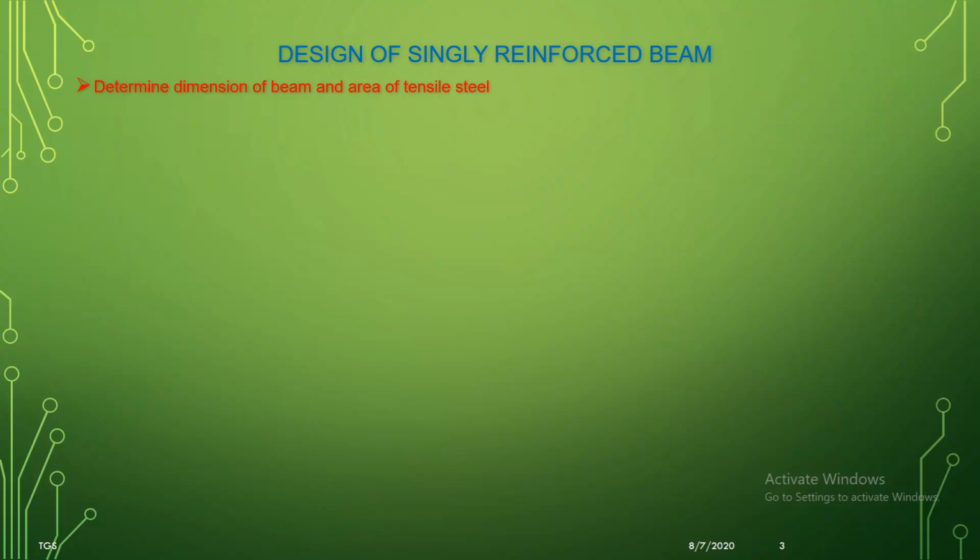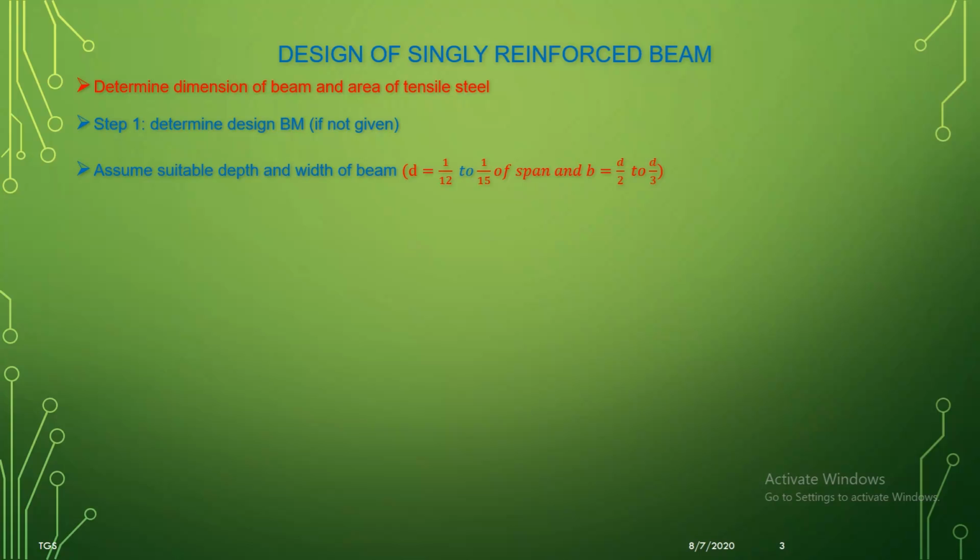Another problem is to find out the size of the beam, dimension of the beam and area of the tensile steel. The step 1 is to determine the bending moment. If the bending moment is not given, first we have to assume the depth and breadth of the beam. D is equal to 1 by 8 to 1 by 15 of span, effective span, and B is equal to D by 2 to D by 3.